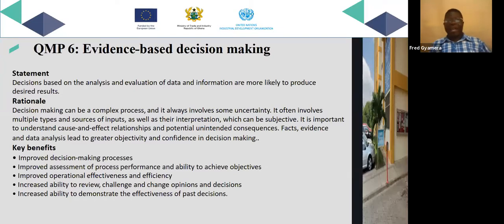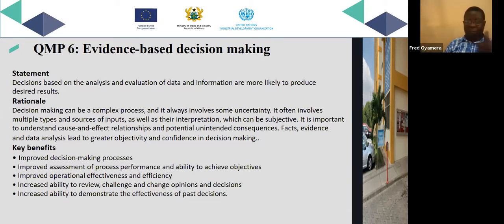Number 6, evidence-based. I like this principle because hearsay and all those things will not help you grow your business. It will never. So base your decisions on the analysis and evaluation of data and information. And please monitor this, because you've done the customer survey thing. Is that a true picture, or are the marketing people trying to play the big guys? They are doing well. Any other division or department or unit in the company is not doing well.